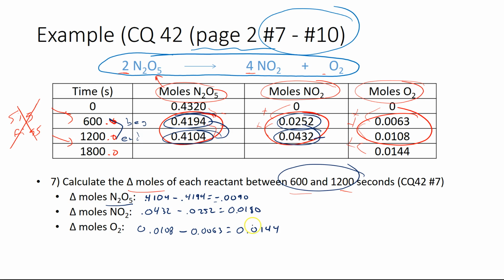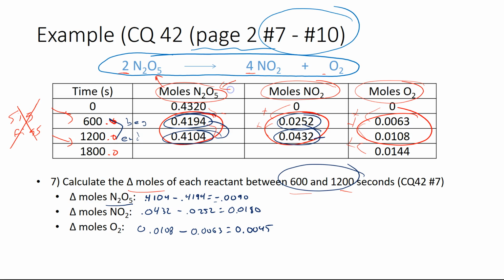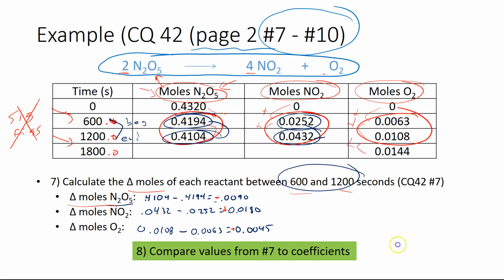Sorry, that is not right. That should give me a value of 0.0045. Looking at the wrong number there. My apologies. Let's make sure we're paying close attention to what's happening. These values are written in moles for me, and I'm trying to find the change in moles, so I'm going to take my two values and subtract. My reactant, which is this number right here, is negative because my reactant should be decreasing over time, whereas these values are positive because they are products and their values should be increasing. So change in moles is just the ending minus the beginning. Fairly simple.